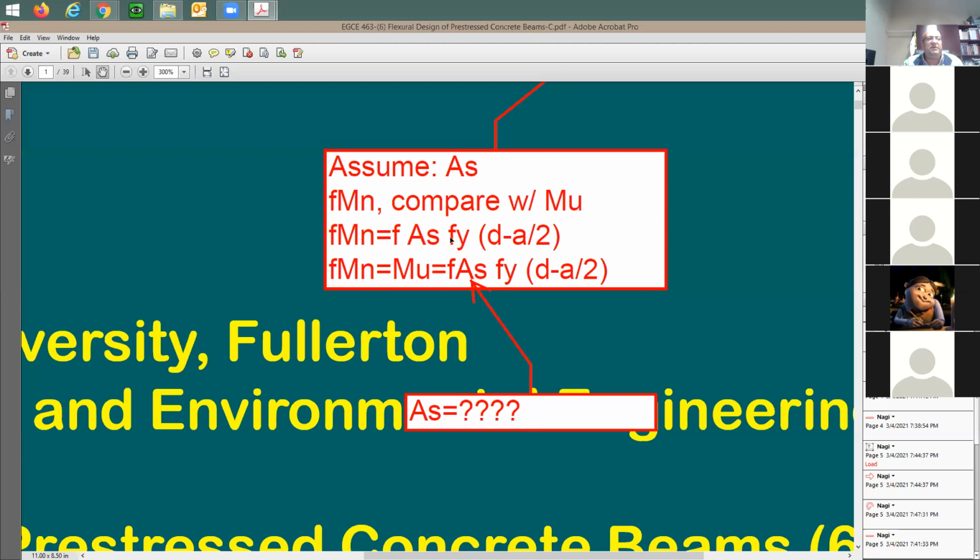But in the first method, you throw rebars and then go through the first iteration. If you don't like it, you add or reduce the amount of rebar till you approach Mu. Are we good about this or no? Not yet. Yes. Okay, good.